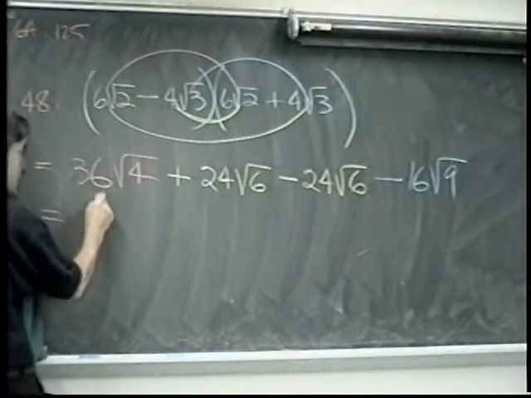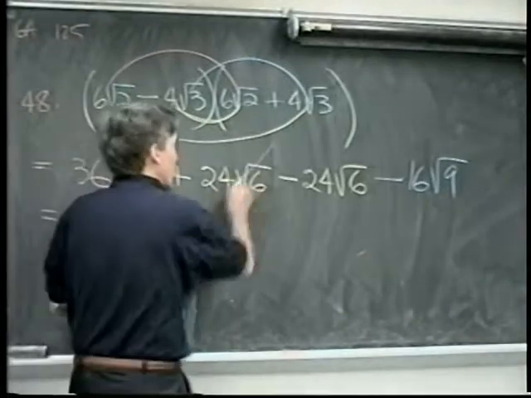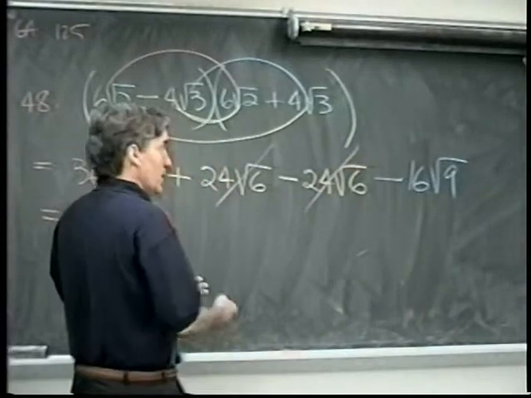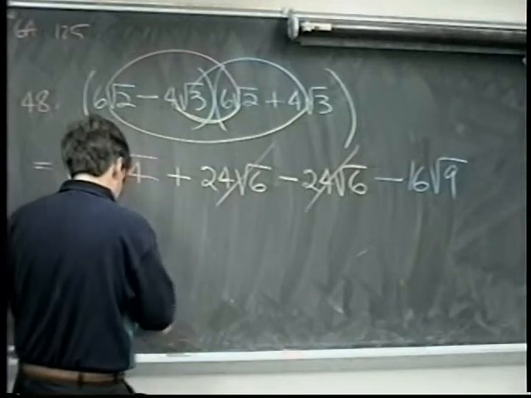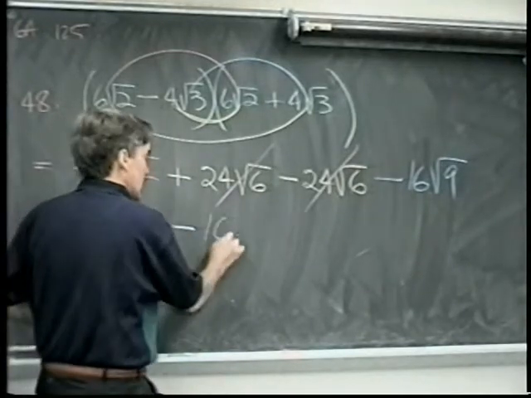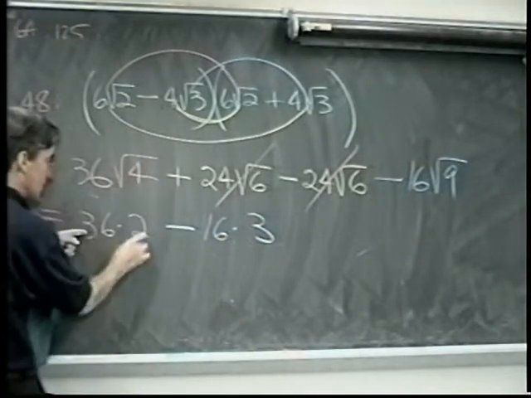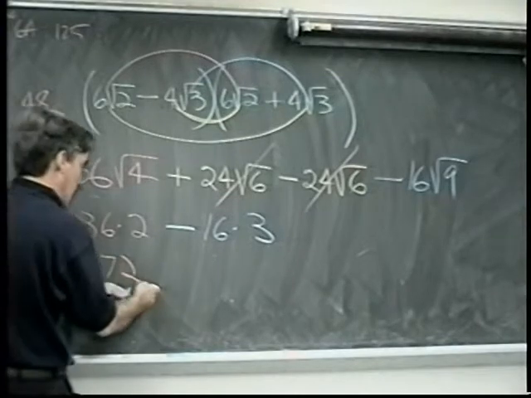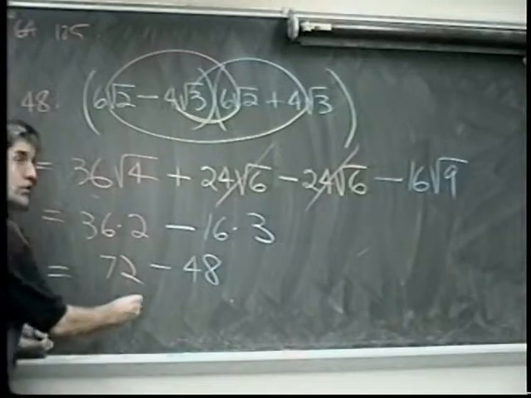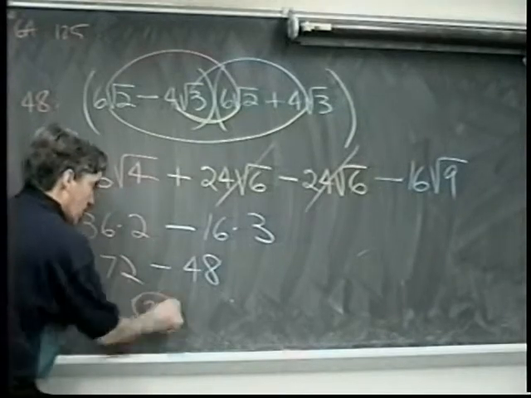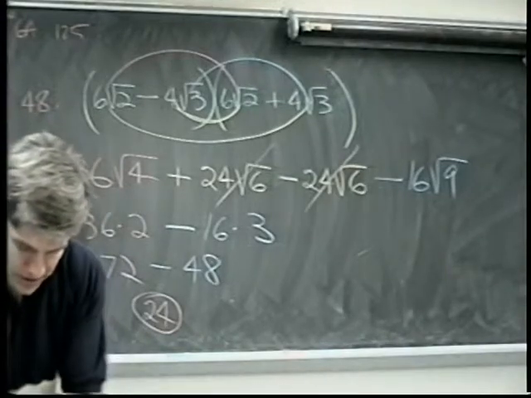So this would be what? 36 times 2. These 2 subtract out, don't they? They're gone. They don't always subtract out, but sometimes. And then the last part would be minus 16 times 3. So what you'll have altogether would be 72 minus 48, which is 24. Okay? 24 for the answer. Any question on that? Okay?